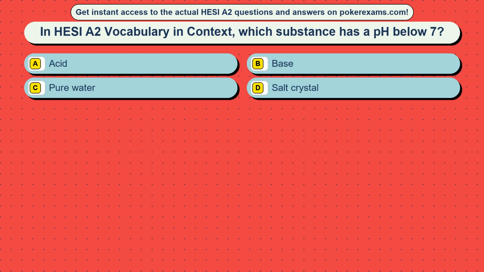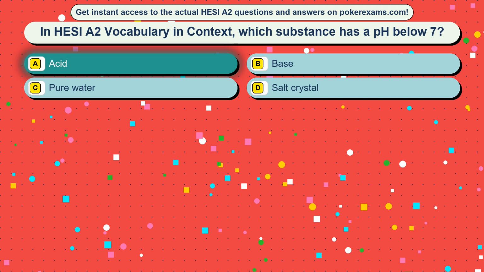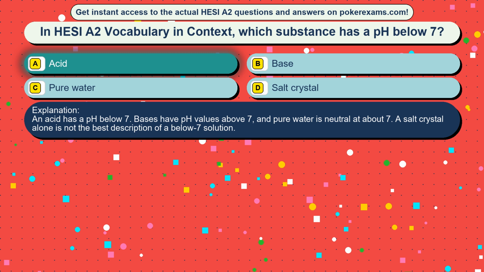Question 13. In HESI A2 vocabulary in context, which substance has a pH below 7? Option A, acid. Option B, base. Option C, pure water. Option D, salt crystal. The correct answer is option A, acid. An acid has a pH below 7.